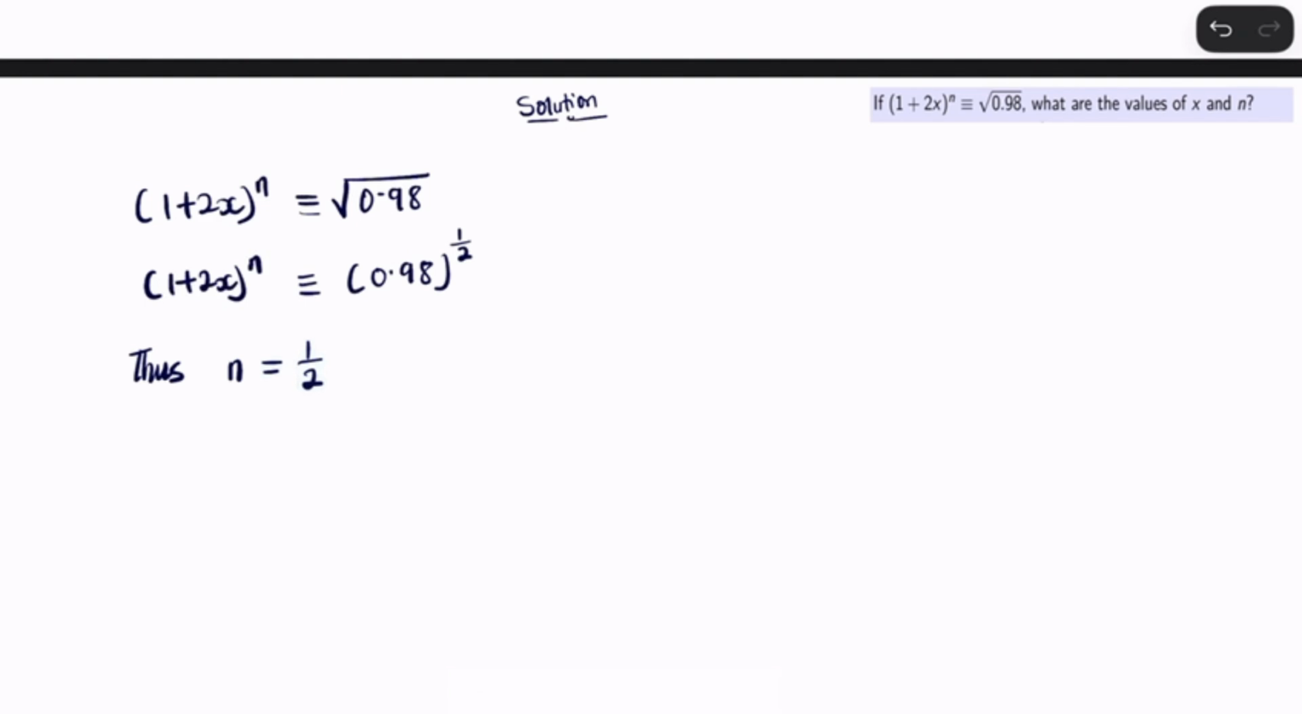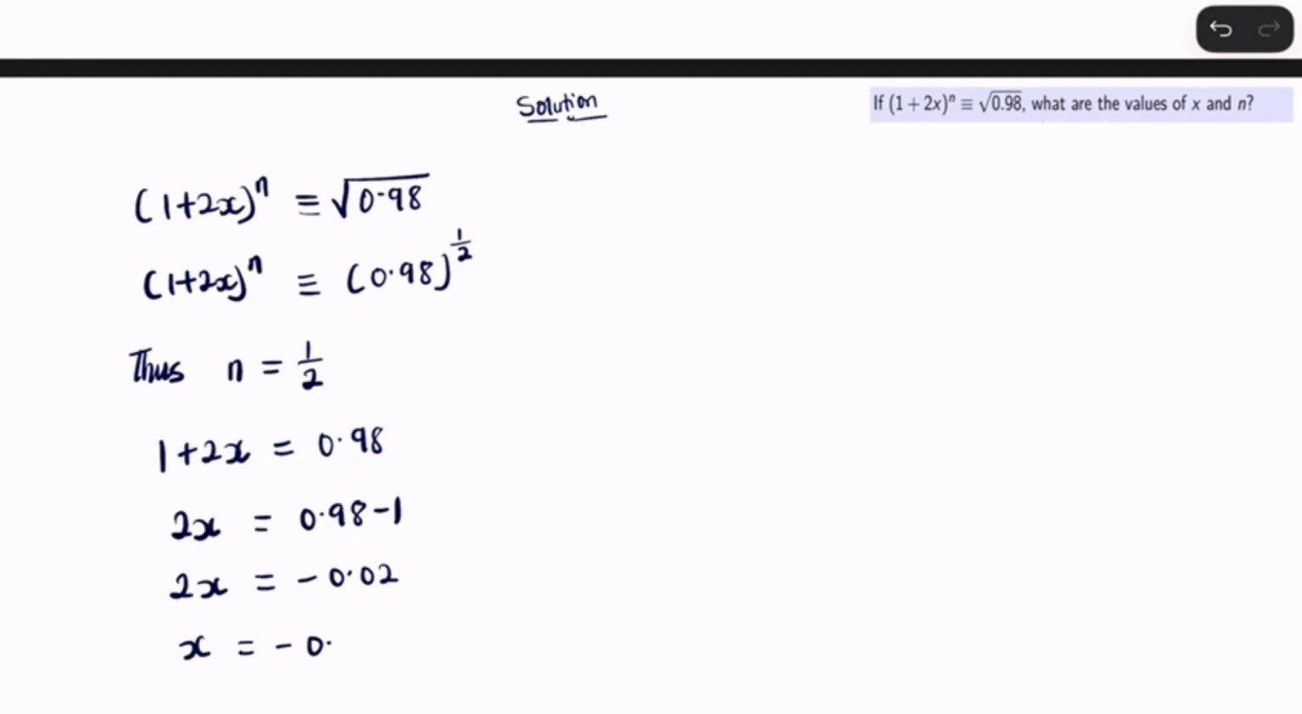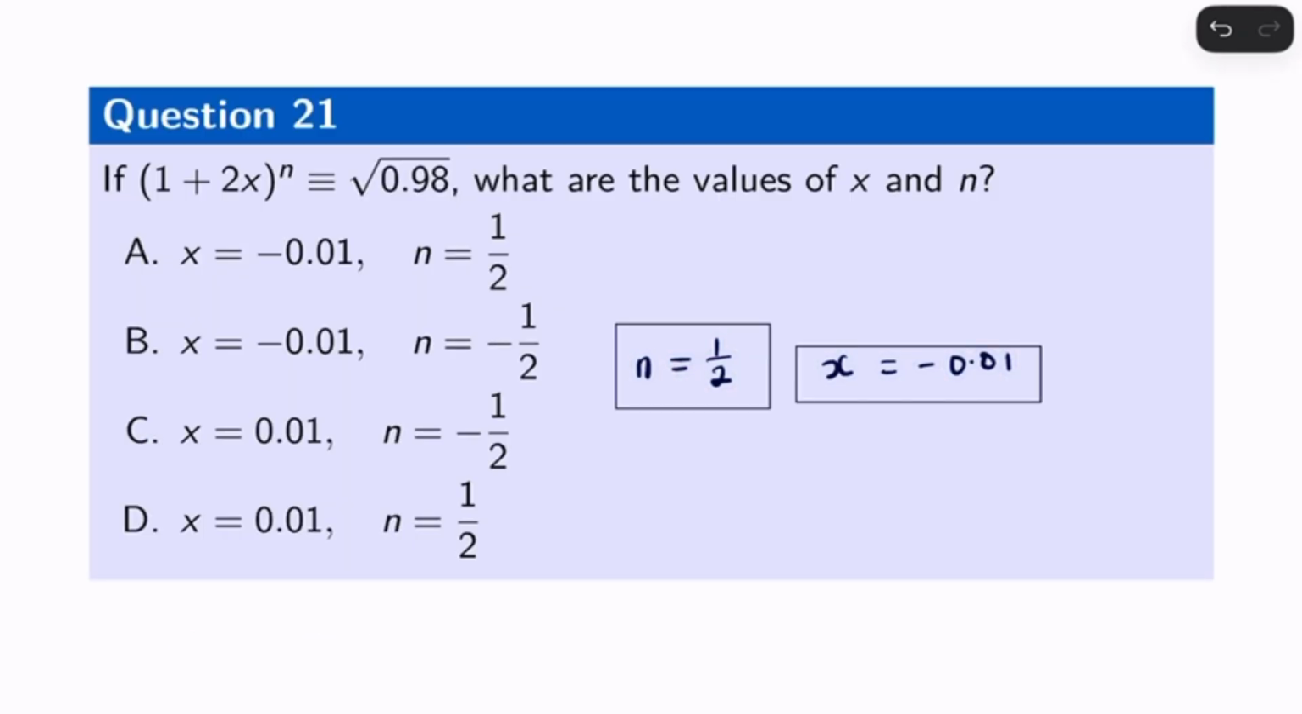So if n is equal to 1/2, then the expressions in the brackets must be the same, right? So here we are going to say that 1 plus 2x should be equal to 0.98, right? Then we now solve for x. That's 2x is equal to 0.98 minus 1. That's 2x is equal to minus 0.02. Hence, x is equal to minus 0.01. Thus, the correct option is option A.